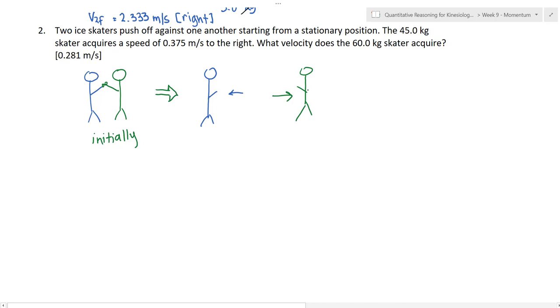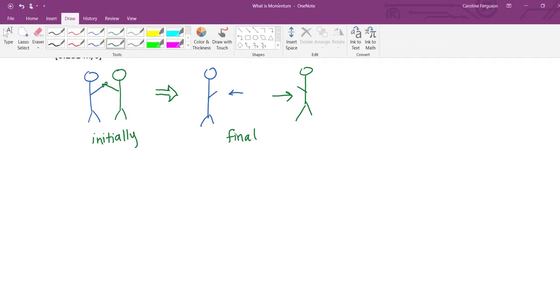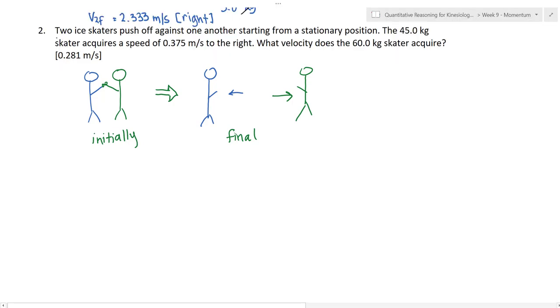Right? So you push off of each other, one person moves to the left, the other person moves to the right. So that's the final state. So let's write out all the information that we know about these two skaters. So we'll start with M1 and M2. So we have two different skaters. Let's say this person here is 1, this person here is 2.